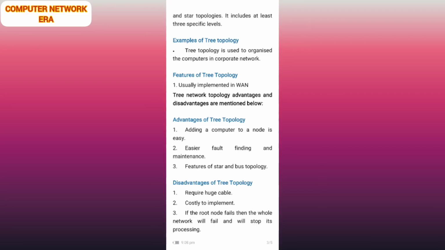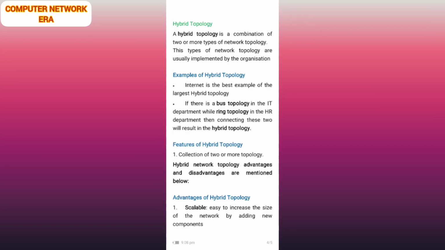In star topology, our main feature is the hub. We can also use a hub in the tree topology, and in bus topology, it's a single transmission medium, a single one-way transmission. The disadvantages: it requires a huge amount of cable and is costly to implement. It's pretty expensive. And third, if the root node fails, then the whole network will fail and stop its processing.